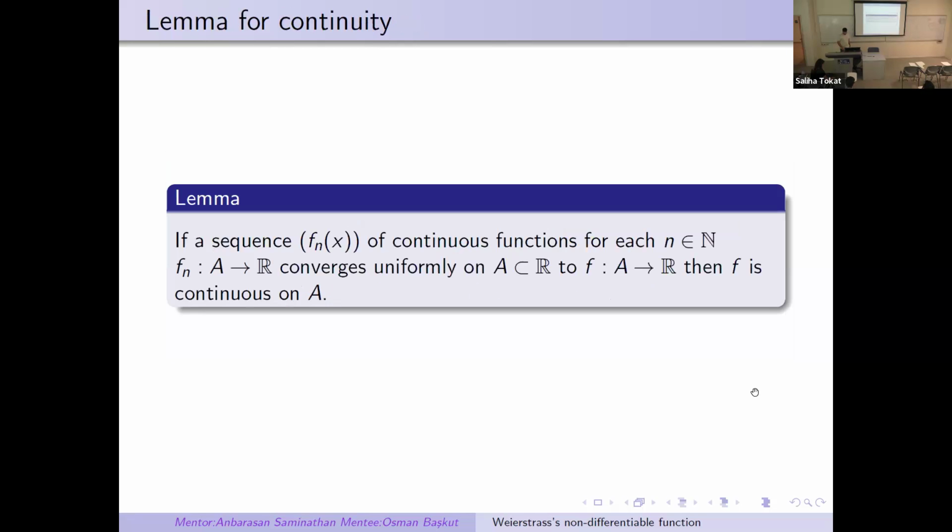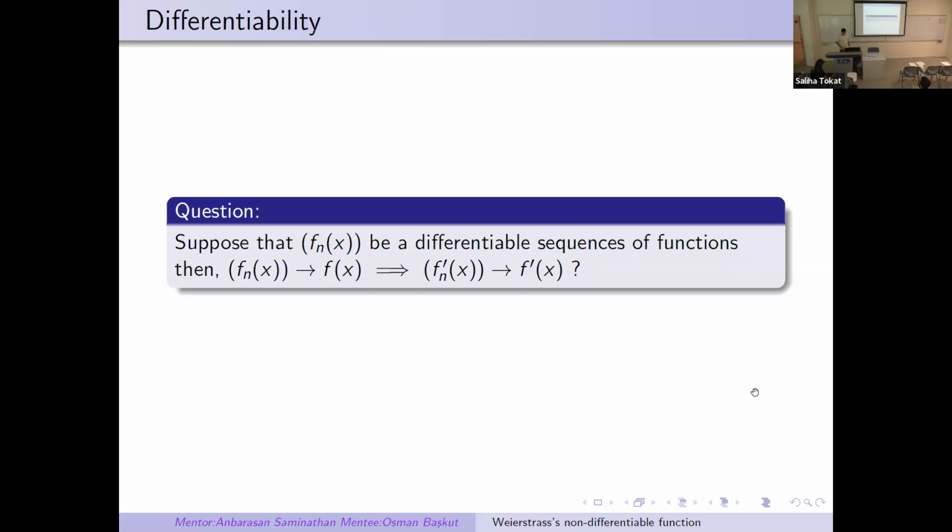Now there is a lemma which we will use in our proof. If we have a sequence of continuous functions, and they converge uniformly on the domain to f, then f preserves this property and is continuous on A. So we don't lose information here. It's a good lemma. The general intuition is that we want this information not to be lost, but this doesn't always have to be the case.